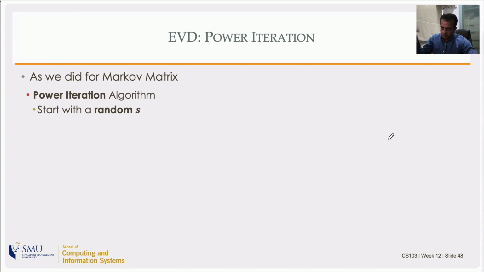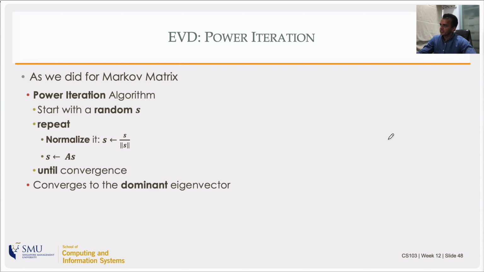So start with any random vector, normalize it, and multiply by A, the matrix whose eigenvector you're trying to find, and then replace S with that vector. So that's the idea. So it will converge to the dominant eigenvector. It will always converge to the dominant eigenvector.